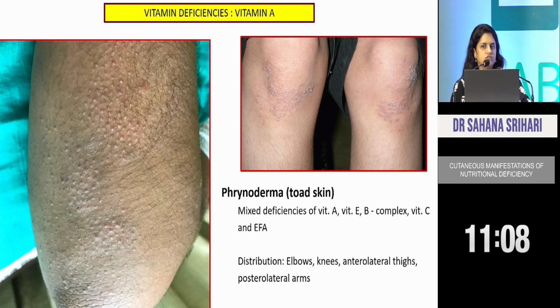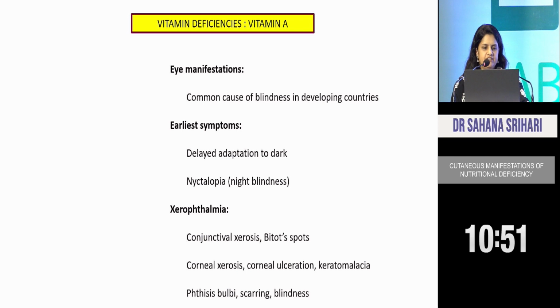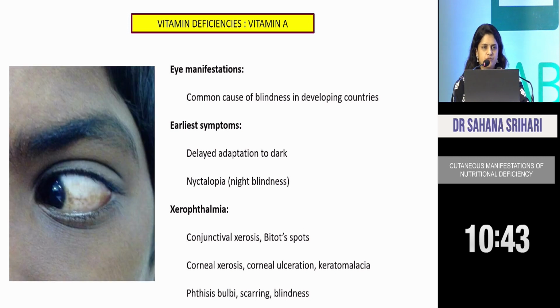This condition is known as phrynoderma or the toad skin. This can occur with other deficiencies like vitamin E, B complex, vitamin C and essential fatty acids also. These are again pictures showing phrynoderma. Vitamin A deficiency can also be associated with ocular manifestations with delayed adaptation to dark and nyctalopia and xerophthalmia, and Bitot spots can be seen in the eye.